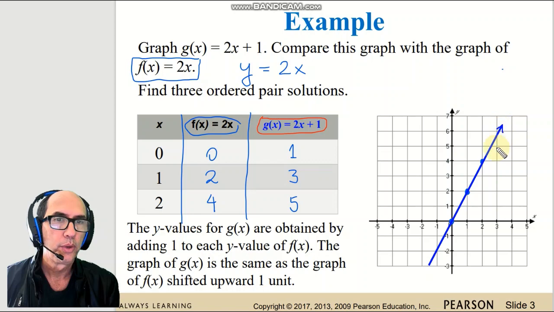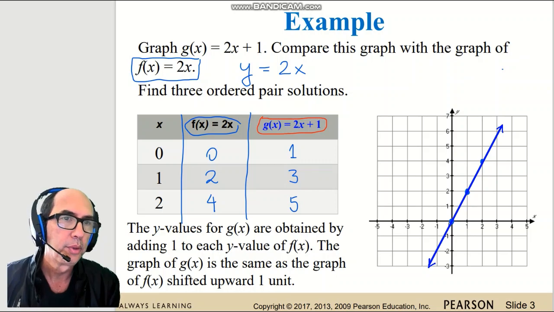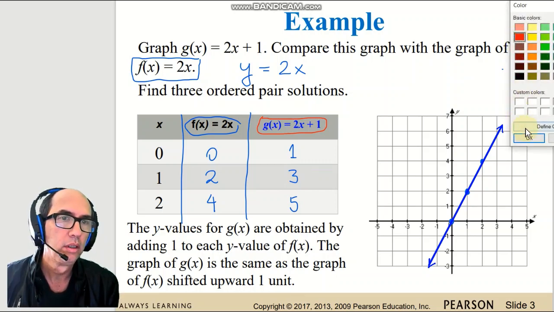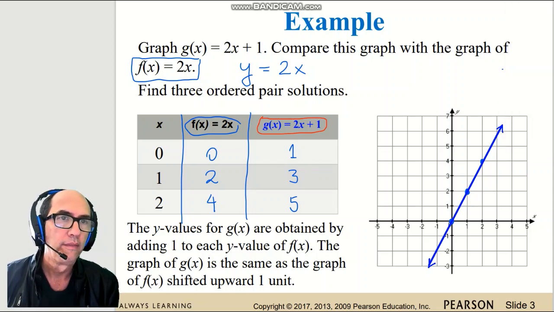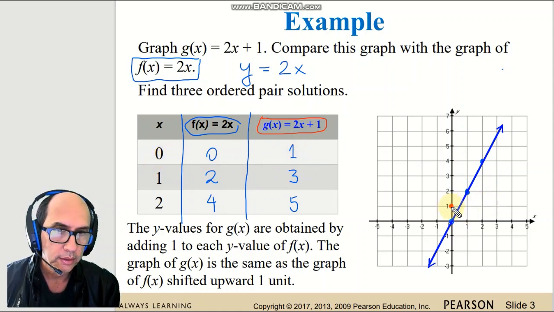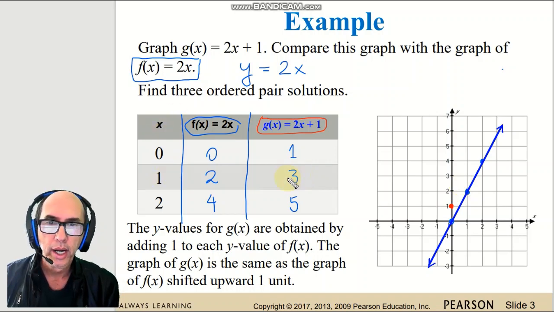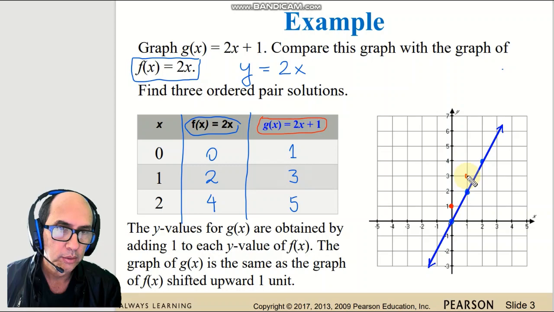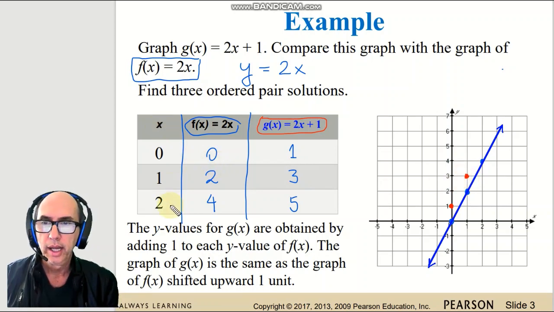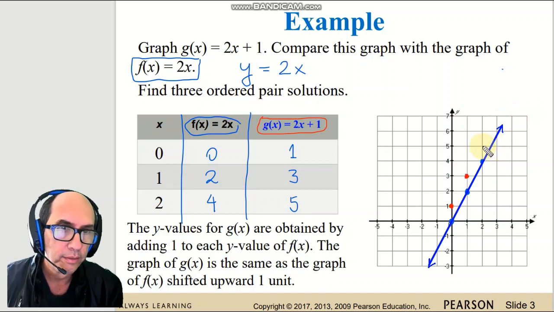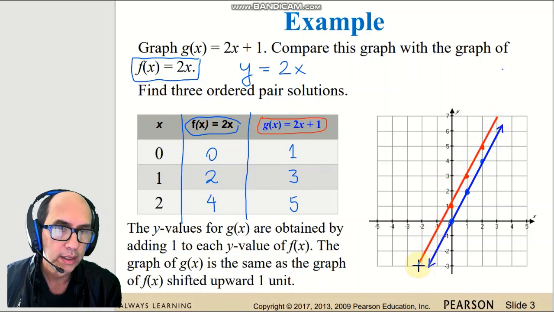And we are now ready to find the graph of the function g of x. Let's represent it using a different color, maybe red, and the points are x equals 0, y equals 1. x equals 1, y equals 3. And x equals 2, y equals 5. Now the line intersecting all 3 points.